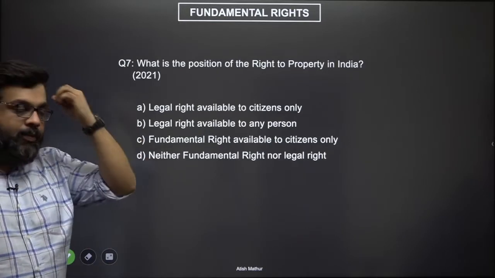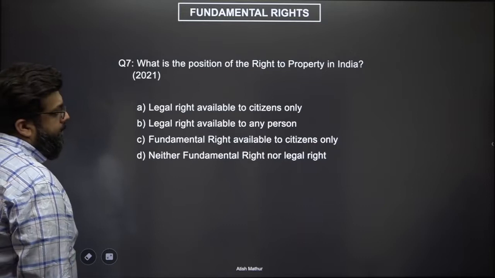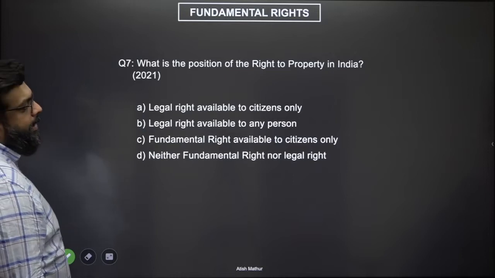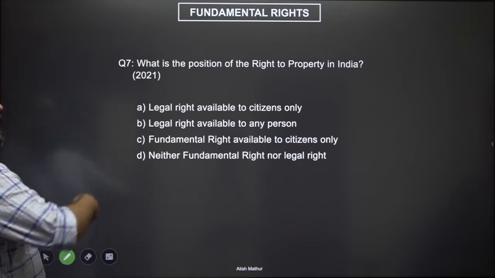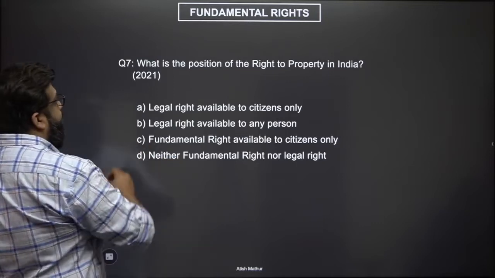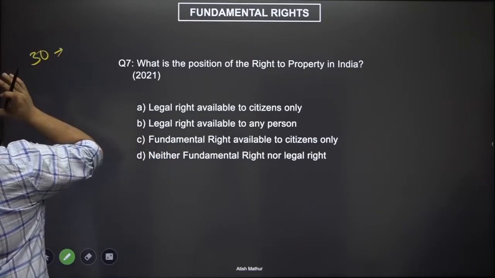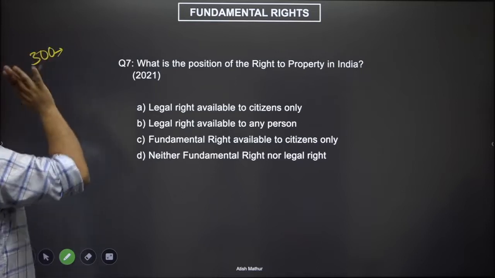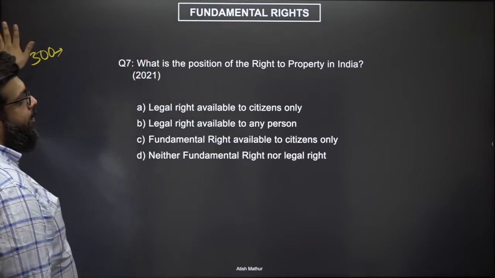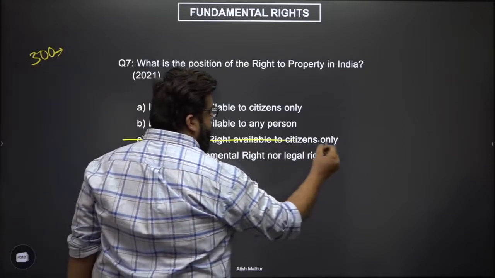Here we can apply the whole social relatability trick. A legal right available to citizens only, a legal right available to any person, a fundamental right available to citizens only, a neither fundamental right nor a legal right. Alright, what do we know for sure? What we know is this used to be a fundamental right, but now has been moved to something in the Constitution called Article 300. Everybody knows right to property is no longer a fundamental right, but it's a constitutional right. Okay, so definitely option C is out.